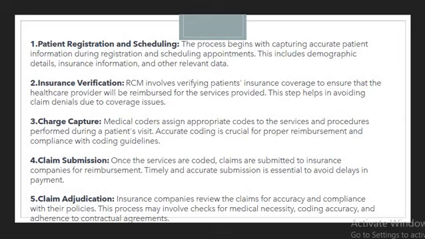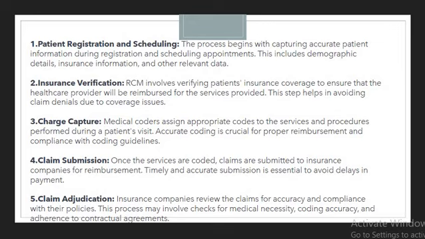Just assume there is one patient who is visiting a healthcare provider. The first process conducted is registration. During registration, all required and accurate patient information is gathered, and then appointment scheduling is performed. This includes demographic details, insurance information, and other relevant data, let's say some personal information as well. So the first step covers the process of capturing accurate information from the patient during the registration process.